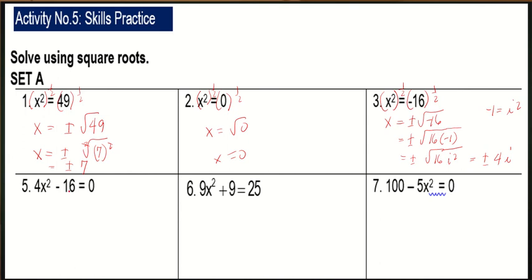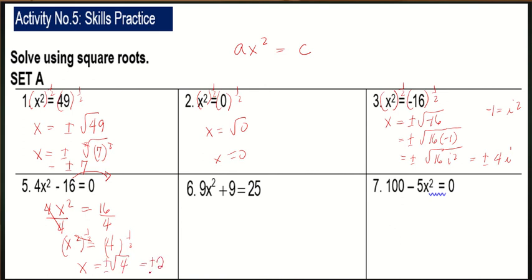Very easy. Next, okay, in solving quadratic equations using extracting the square roots, we have to write first the equation in the form ax squared equals c. And this is not yet in that form, so we are going to transpose negative 16 to the right side, so it becomes positive 16. Then isolate x squared by dividing both sides by 4. Okay, so we have x squared is equal to 16 divided by 4 is equal to 4. Then we raise both sides to 1/2. Okay, x is equal to square root of 4, positive negative is equal to positive negative 2.